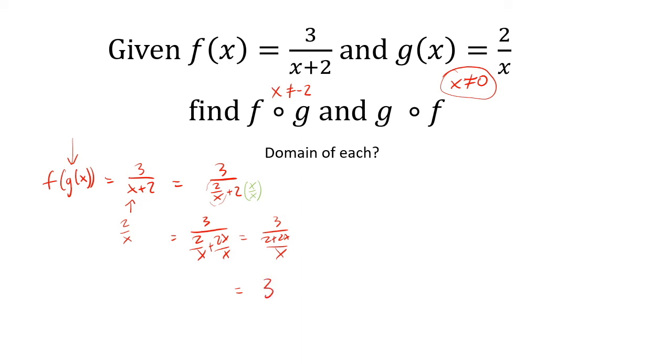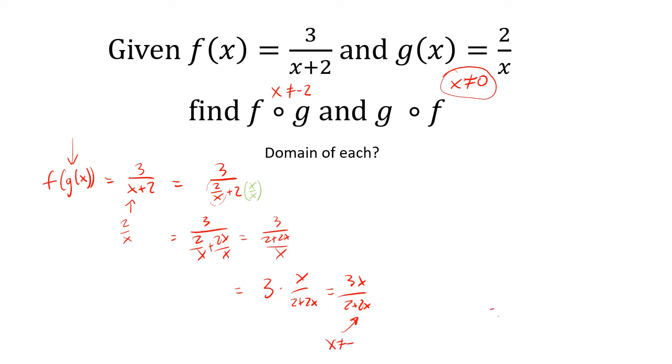times x divided by 2 plus 2x. So it's going to be 3x divided by 2 plus 2x. Now, in this denominator, what would x need to be to make it 0? x would need to be -1. So that's the domain restriction.